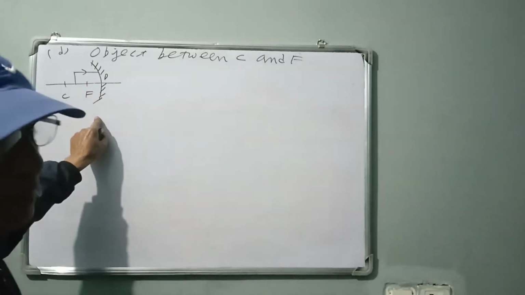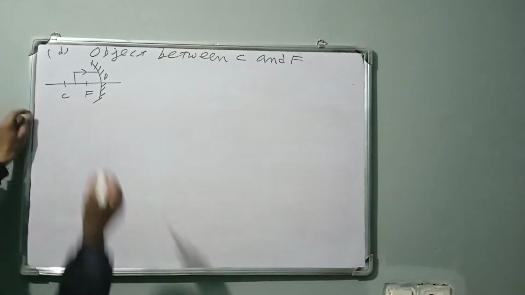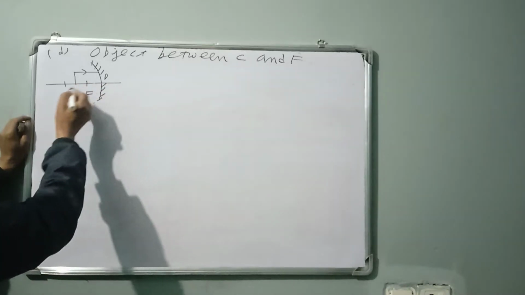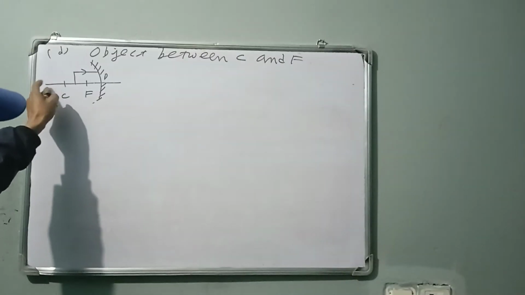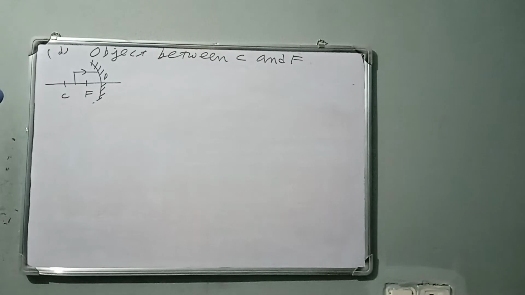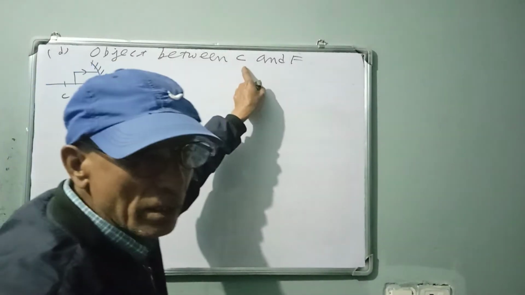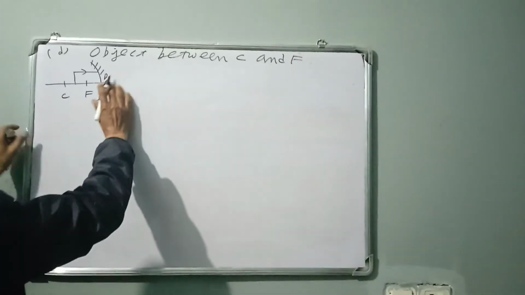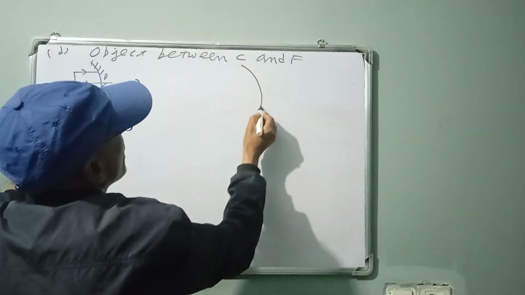Where is the object? Just see the diagram, study the diagram. The object is away from focus but nearer to C, between C and F. An object is placed between center and focus. This is an incomplete diagram. What is the complete diagram? The complete diagram is this.